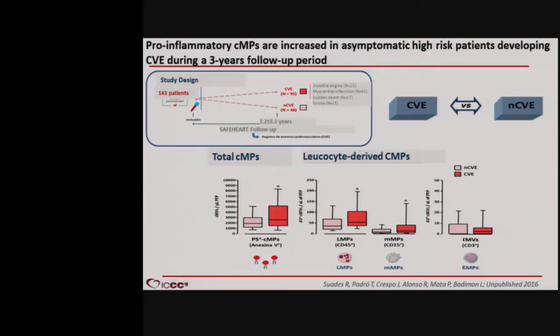And these are annexin 5 positive; we classify all of them by annexin 5. Those carrying lymphocyte biomarker epitopes on the surface, and those carrying monocyte epitopes, were significant. The CD3 microvesicles were not significant, and I mention CD3 because we thought these CD3 particles were showing some effect when we looked into patients with a shorter distance.